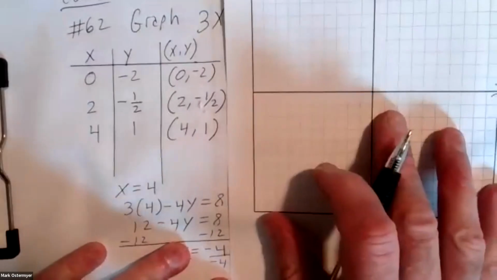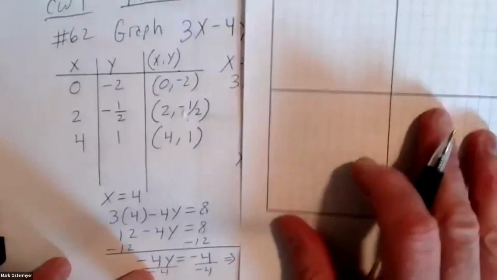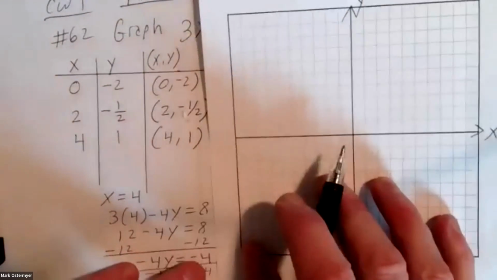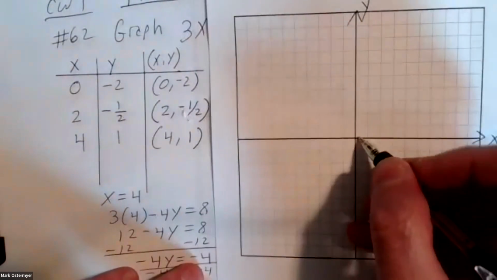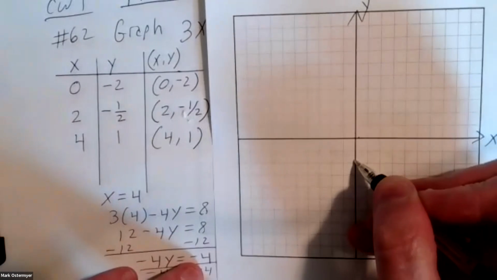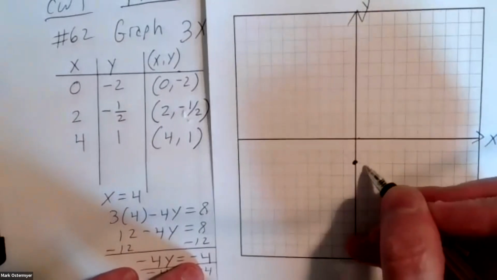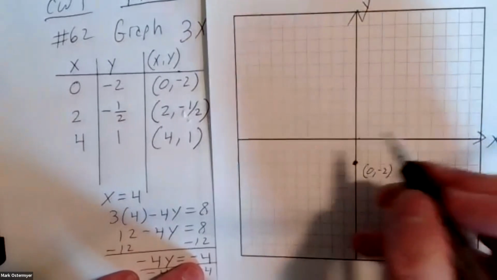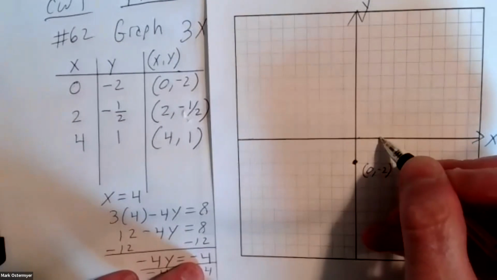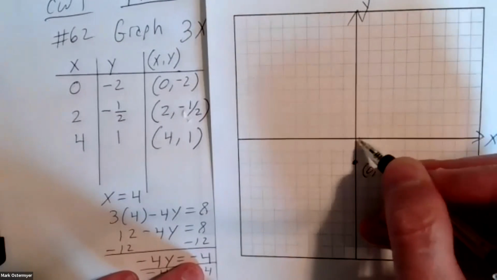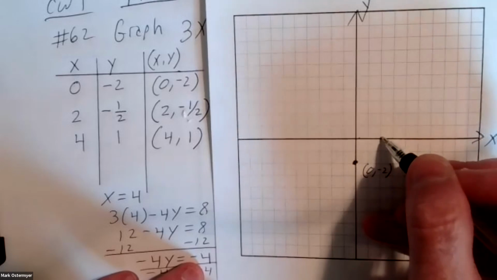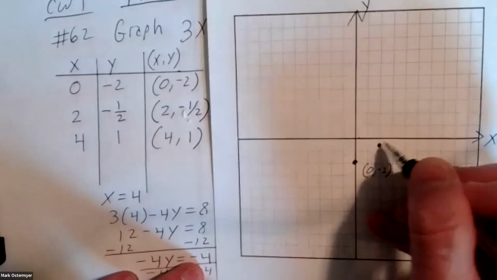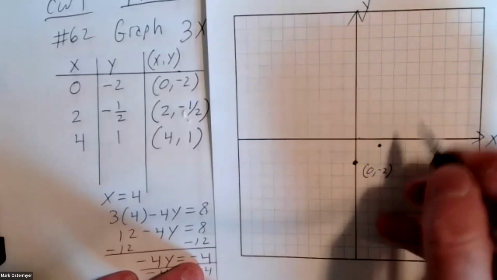To plot the ordered pair solution (0, -2) that I got, I start at the origin and I move down to -1, -2. There's (0, -2). Plotting (2, -1/2), we're going to go over 2 and then down 1/2. 2 to the right, 1, 2, and then down 1/2. It's halfway in between 0 and -1.